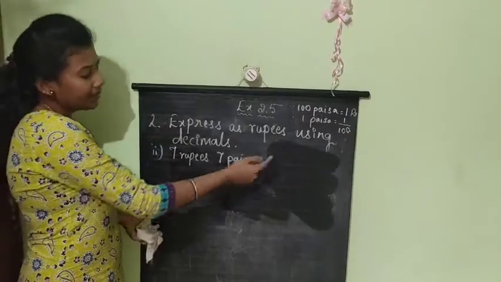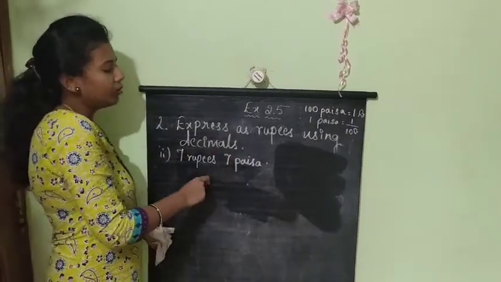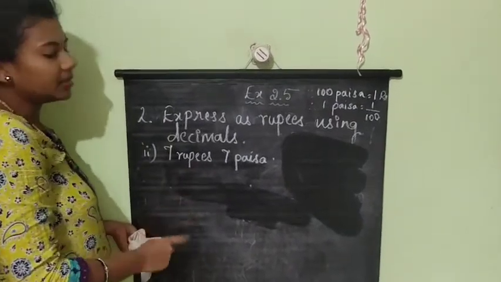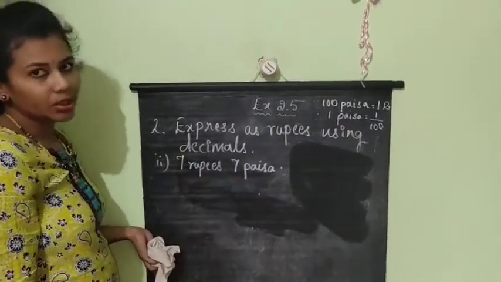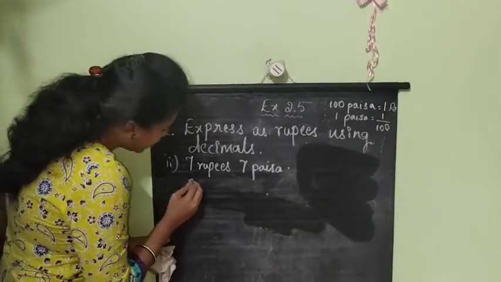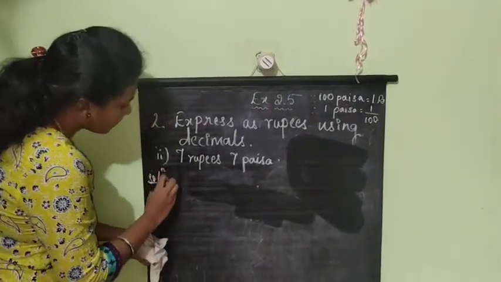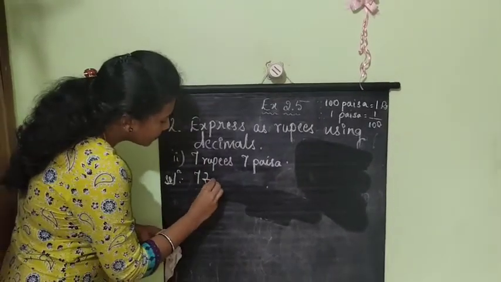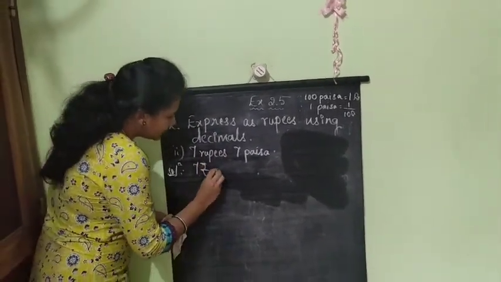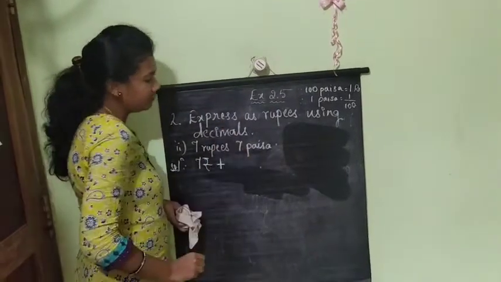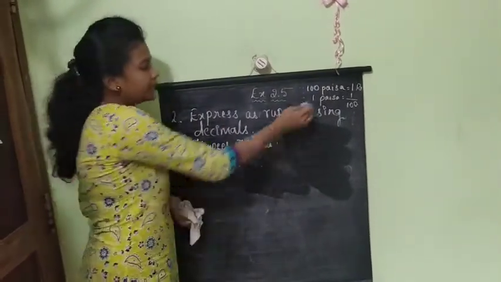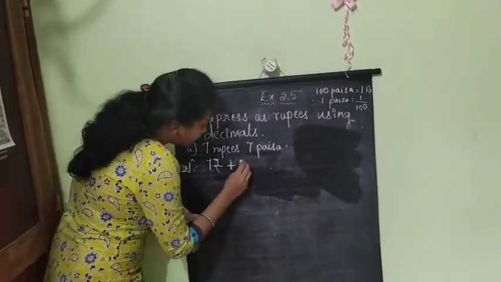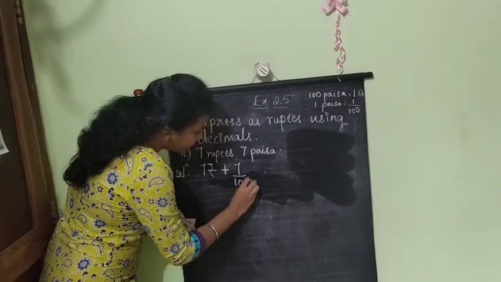7 rupees 7 paisa is given. You have to convert the whole figure into rupees now. Okay, so 7 rupees is there, that you can keep as it is. 7 paisa needs to be converted into rupees now. I'll write the symbol of rupees. 7 rupees plus 7 paisa. You know that 1 paisa is equal to 1 divided by 100 rupees. So 7 paisa you can write as 7 divided by 100.